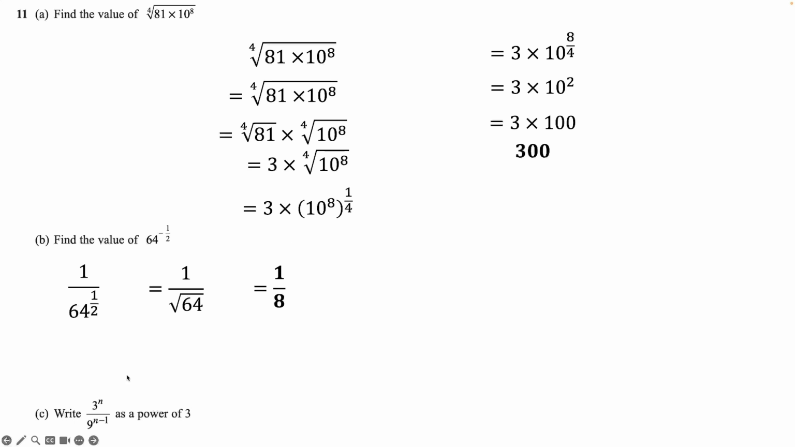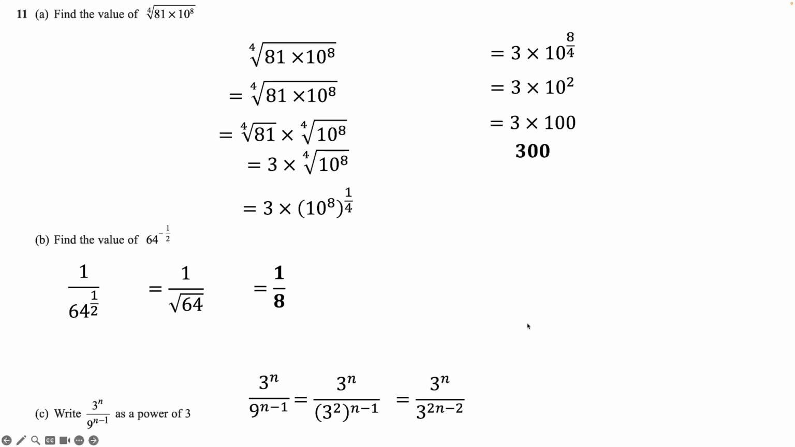Part C, then, we want to write this thing as a power of 3. Well, let's look at the numerator. That's already in terms of 3, so that's fine. The denominator, well, looking at 9, I can rewrite 9 as 3 squared. So this is going to be 3 squared to the power of n minus 1. And again, using a law of indices, we can multiply this by this power. So we have 3 to the n over 3 to the 2n minus 2.